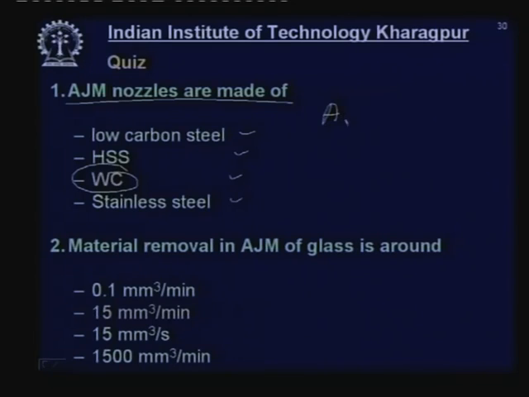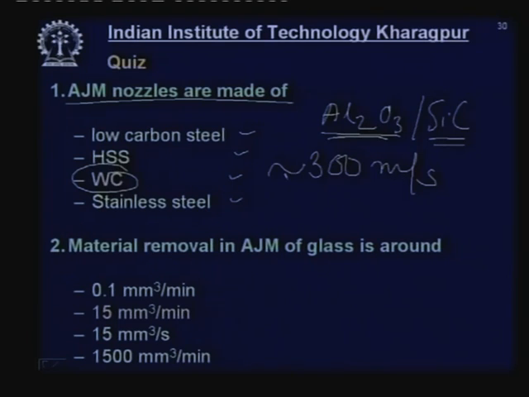We all know in abrasive jet machining, nozzles are handling high velocity abrasives. What are those abrasives? The abrasives are aluminum oxide, Al2O3, and silicon carbide. What is their velocity? Their velocity is around 300 meters per second. So, the velocity is rather high. At such a high velocity, when these abrasive particles are moving through the nozzle, if the nozzle is not wear resistant, it is going to give you a very poor tool life.